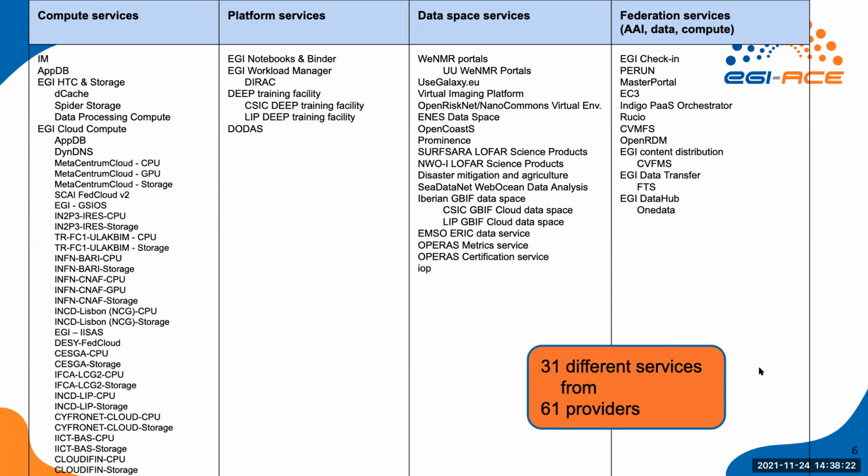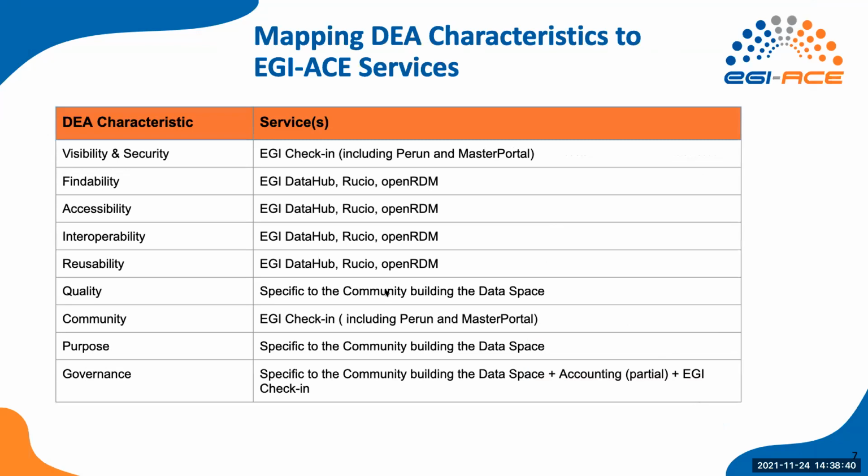So today, as I said, we mostly try to map the characteristics of the data exchange approaches introduced by Mark to the services that we deliver in AGIS. In particular, we created this table to map what the characteristics are. One of the characteristics of the data exchange approach is visibility and security. And one of the services that delivers this in AGIS is AGIS Check-in, which also includes Perun and Master Portal as components.